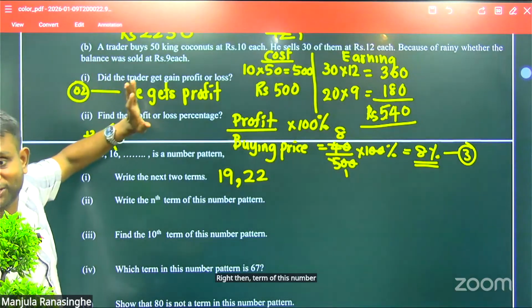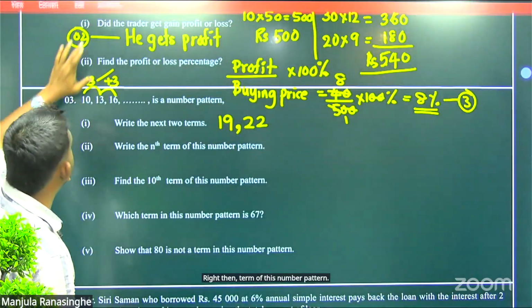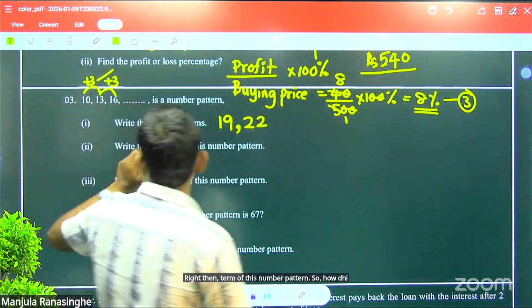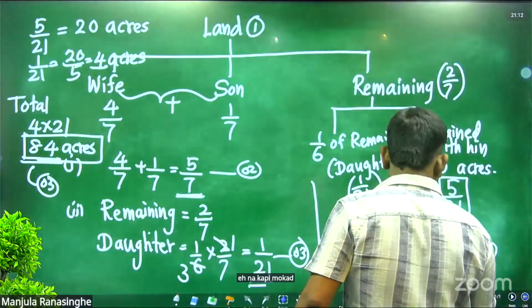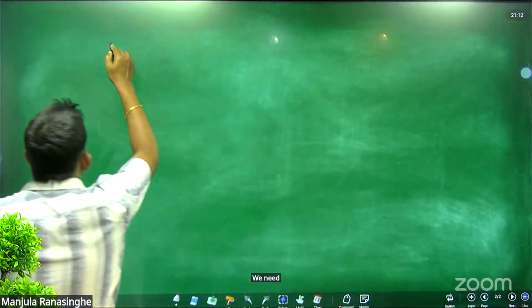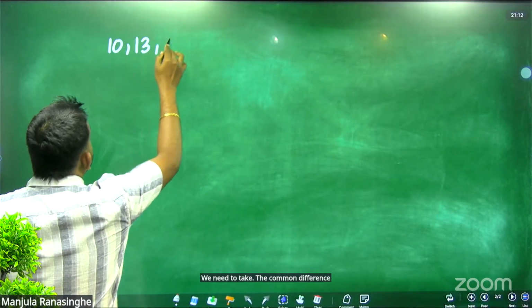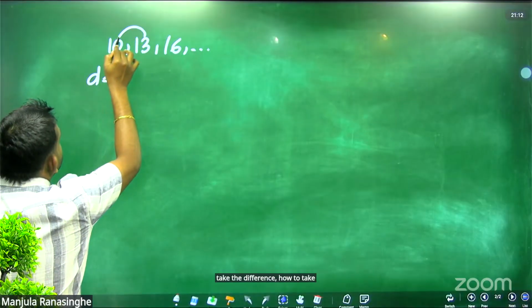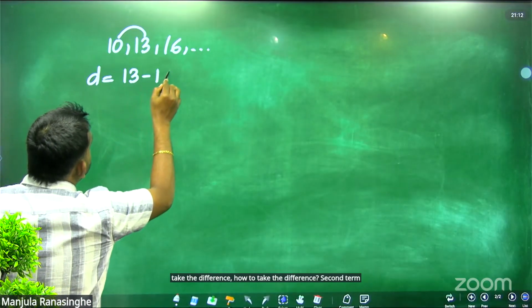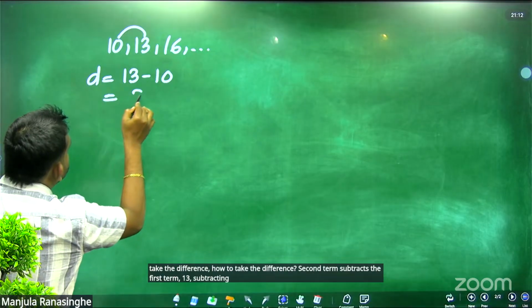Write the nth term of this number pattern. I have already shown you how to get the nth term, so listen carefully. How does the number pattern run? 10, 13, 16. What do we need to find first? We need the common difference. To take the difference, the second term subtract the first term: 13 subtract 10 comes as 3.